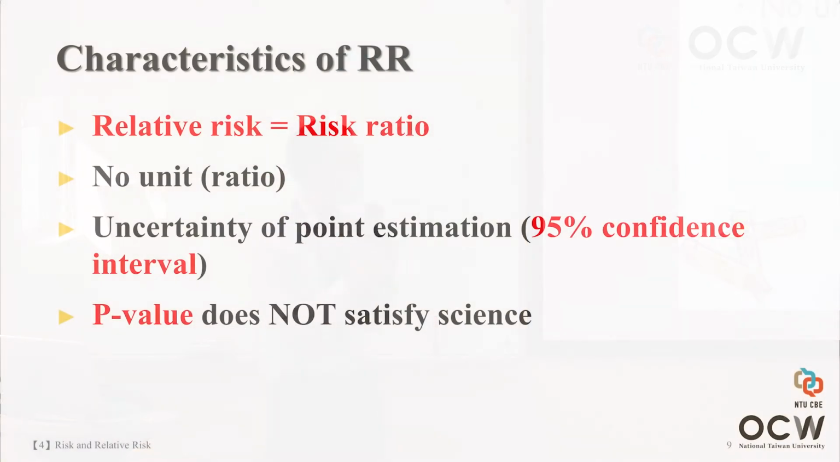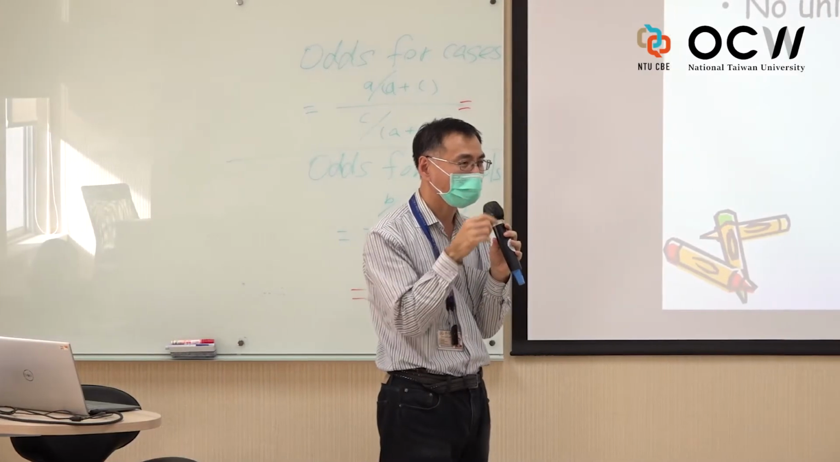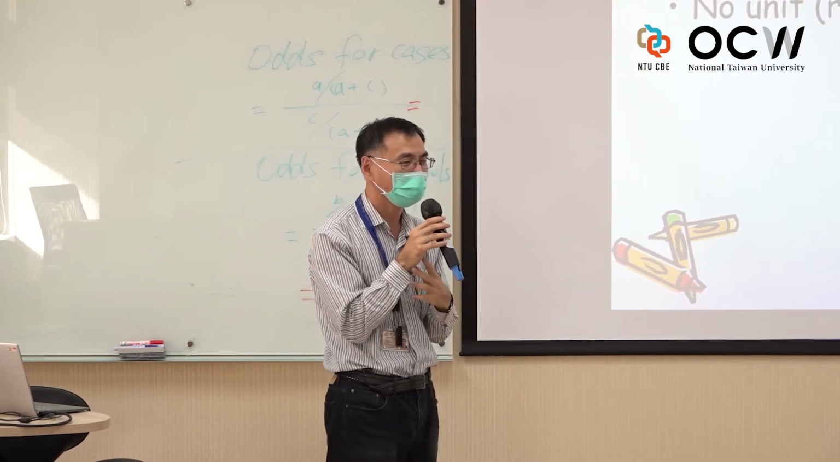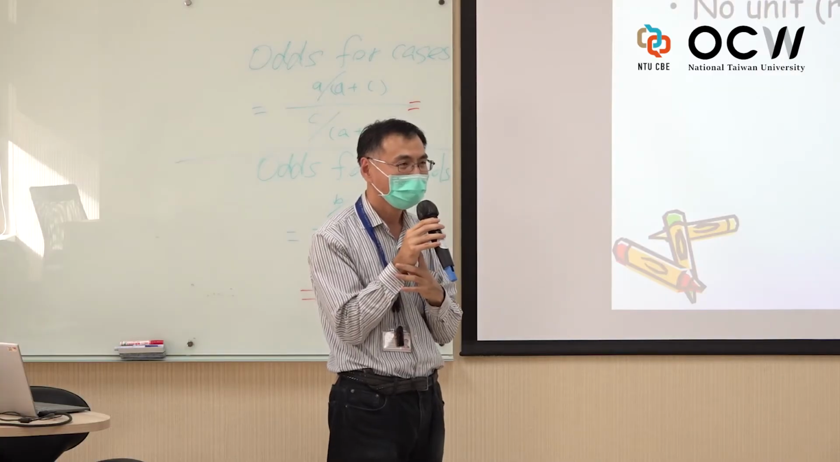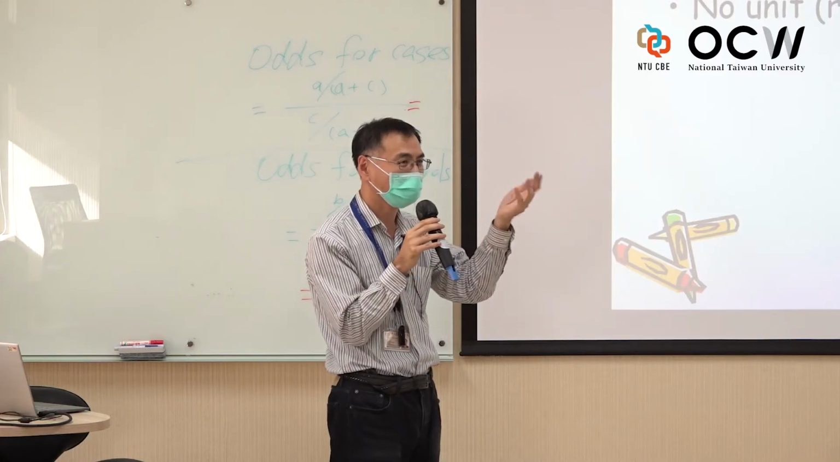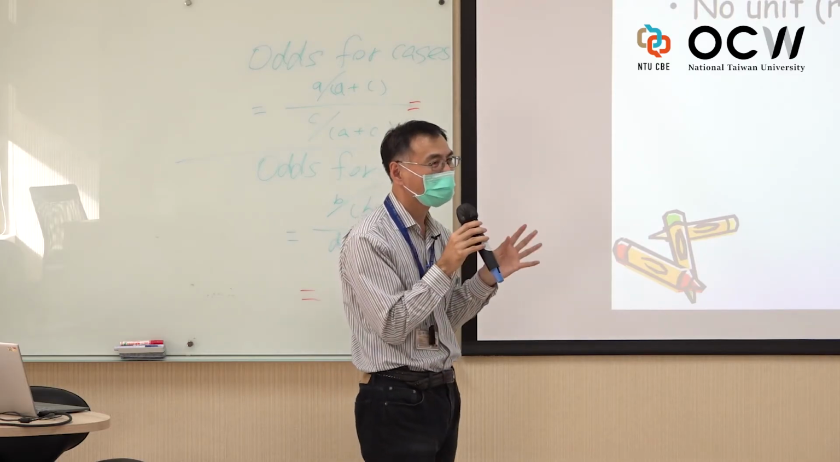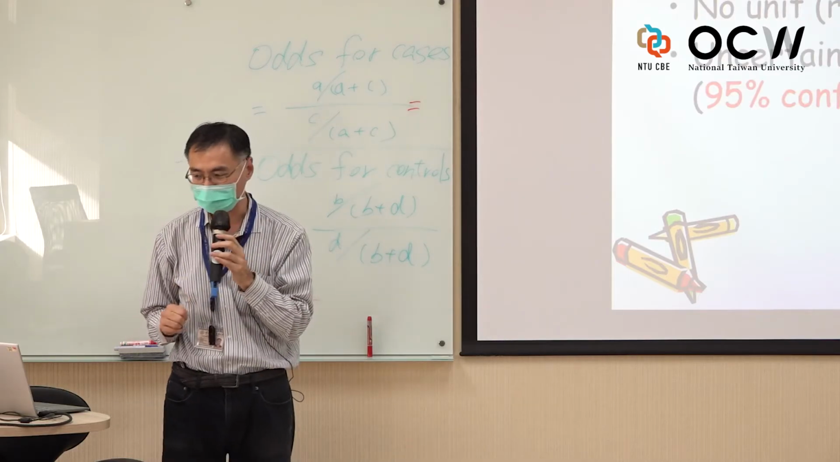It comes up without a unit, because it's a ratio, so the numerator and denominator have to be the same in terms of unit. So if the denominator is incidence density, then the numerator has to be incidence density, right? If it's prevalence, then it has to be prevalence for both sides. Okay, so there's no unit. The unit has been eliminated. So all the ratios have no unit.